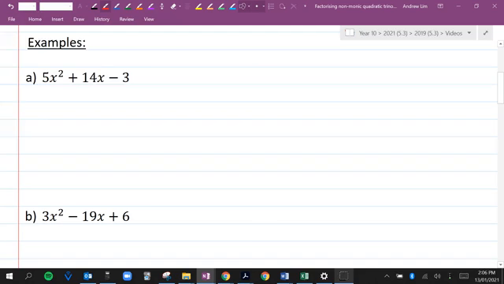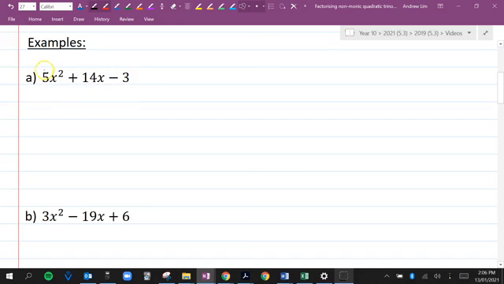In order for us to factorize this non-monic quadratic trinomial, we can see here that the coefficient of x squared is 5, so it's non-monic. We can see that the highest power of x is 2, so it's a quadratic. And we can see that there are three terms: 1, 2, 3. So this is a non-monic quadratic trinomial.